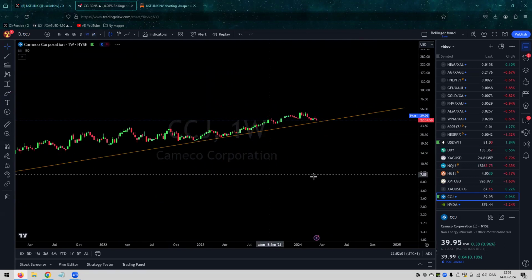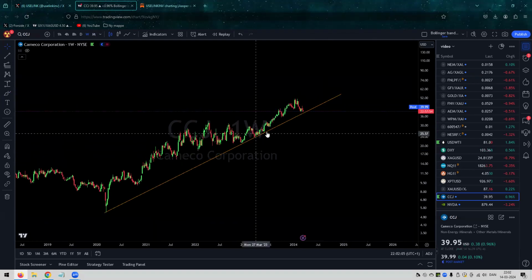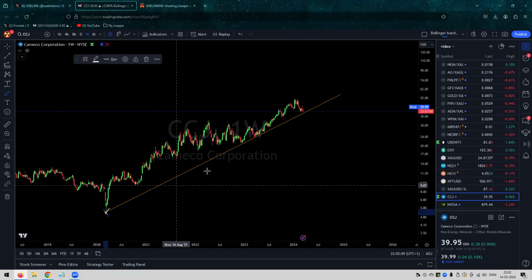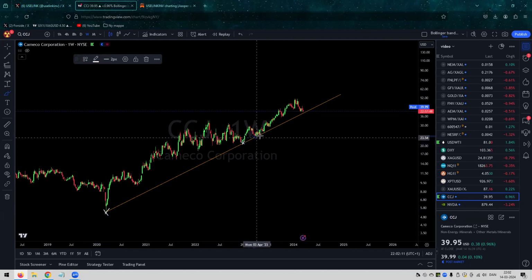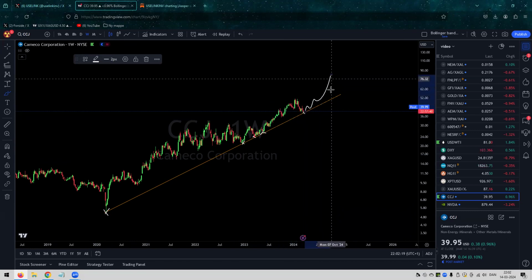I want to go to the weekly because it's a bit more detailed. You can see here, basically, this is a bit of a longer term. We have some shorter term channels as well, but as you can see, the March 2020 low, we are touching there, and now we're basically here again. So ideally, we don't want this to break for Cameco. We want this to make new highs.